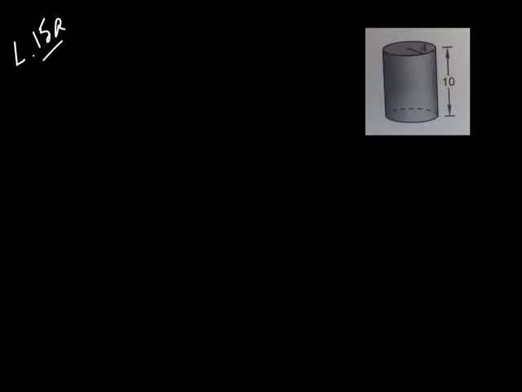Okay, surface area is like how much aluminum is it going to take to make this pop can? So what we have to do is find the area of the bottom, the area of the top, and then the area of this. This is called the lateral surface area. So we've got to find all those areas.